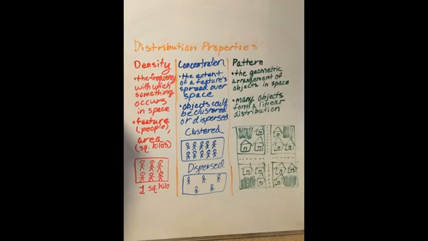Concentration is the extent of a feature spread over space. The objects in an area to define concentration could be how they're spread out. If they're close together, then they're clustered, or if they're far apart, then they're dispersed. Pattern is the geometric arrangement of objects in space. Many objects form a linear distribution, like houses along a street.